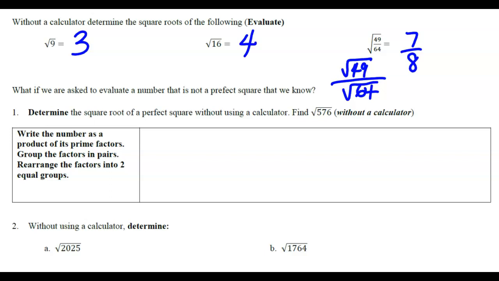Write the number as a product of its prime factors. Group the factors in pairs. Rearrange the factors into 2 equal groups. So we did prime factoring last week. So start with 576. You could try to find big numbers, but just start with 2. If it's an even number, make it easier on yourself.